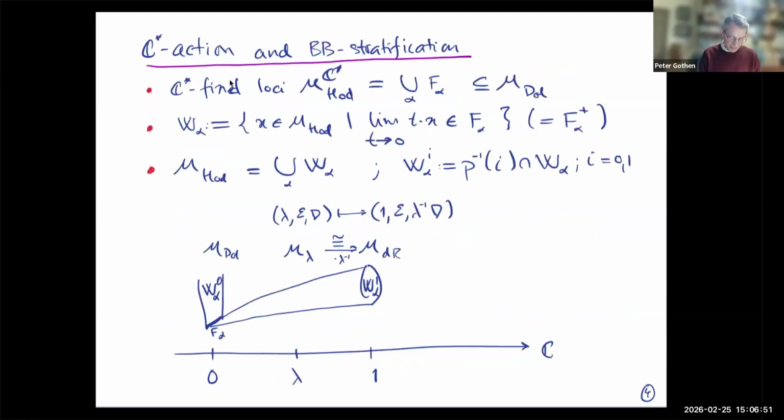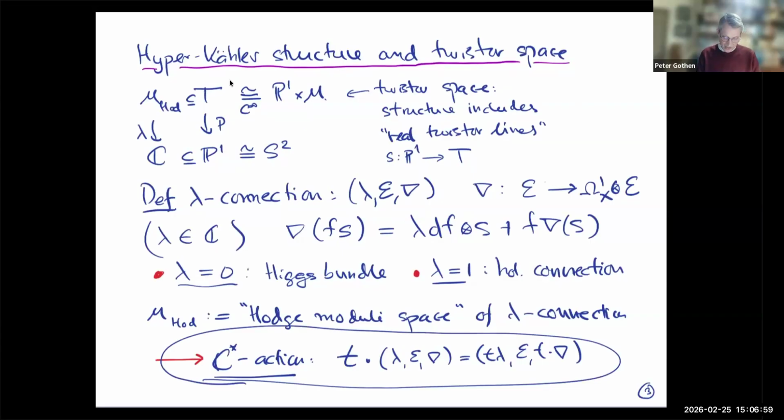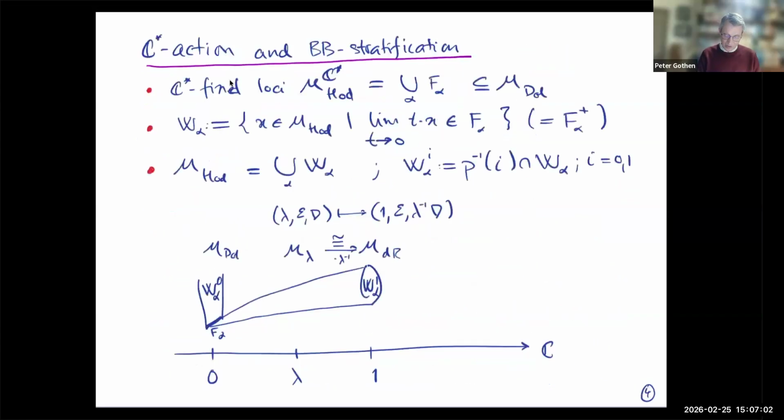Okay. And before I move on, I just want to say that it's also important to note that the usual C-star action on the moduli space of Higgs bundles, you can actually extend that to the moduli space of lambda connections. Okay, so when you have a C-star action, you can look at the corresponding Bialynicki-Birula stratification. Well, at least you need the existence of limits, but you have it.